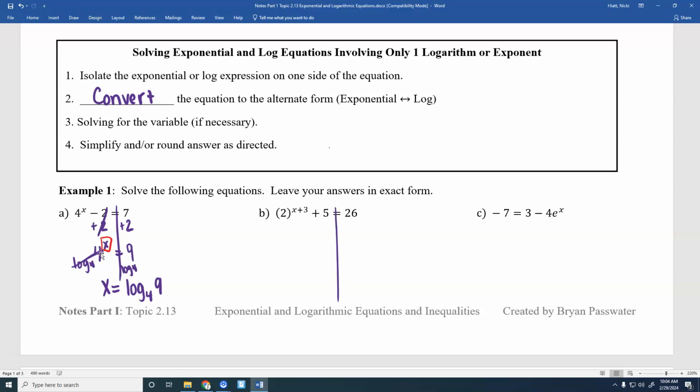All right, for B. Lucas, what would I do first? Perfect. So I will have 2 to the x plus 3 equals 21. Lexi, what would I need to do next? I have to do log base 2, because I have to get rid of that base. So that gives me x plus 3 equals log base 2 of 21. And then, Tyler, what's the last thing I would do? Subtract that 3. So x is going to equal log base 2 of 21 minus 3.